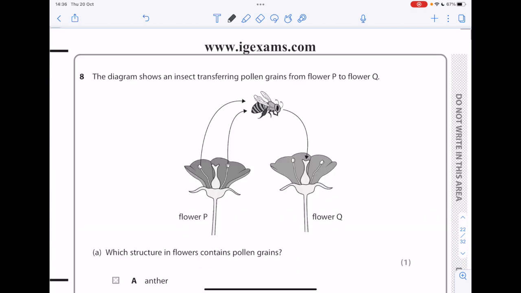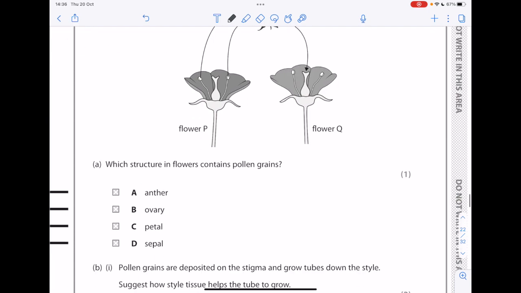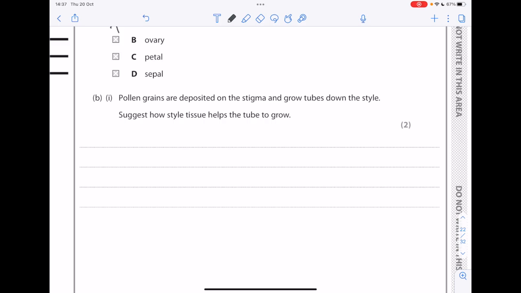The diagram shows an insect transferring pollen grains from flower P to flower Q. Which structure in flowers contains pollen grains? It's the male part, remember, it's the anther. Pollen grains are deposited on the stigma and grow tubes down to the style. Suggest how style tissue helps the tube to grow.